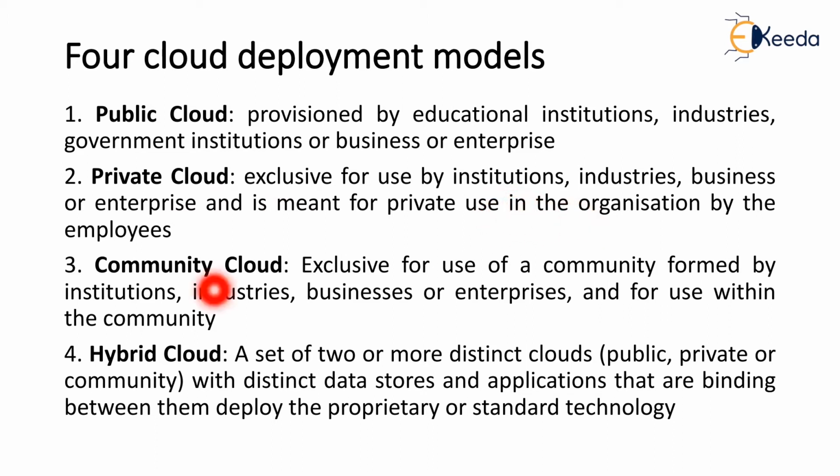The third one is the community cloud. It is exclusive for use of a community formed by institutions, industries, business or enterprises, and for use within that community. The community specifies security and compliance considerations. The next one is the hybrid cloud. It is a set of two or more distinct clouds, that is public, private or community, with distinct data stores and applications that are bound between them and deploy proprietary and standard technology.